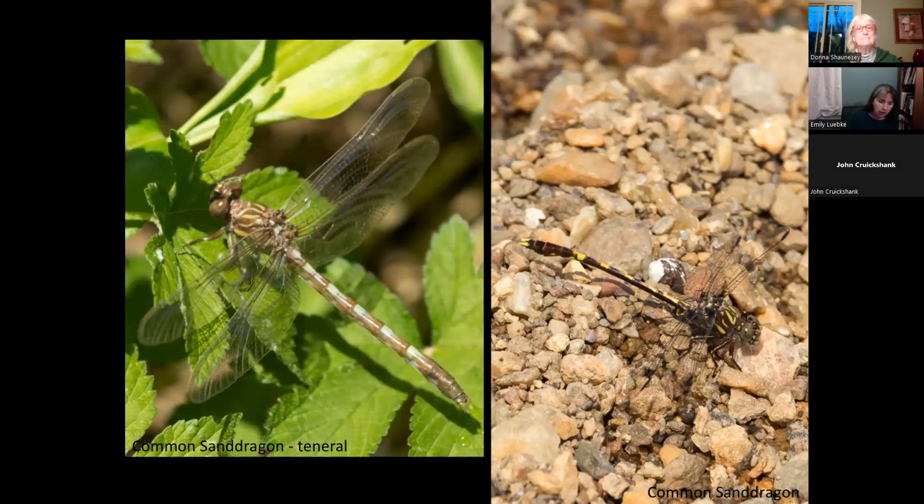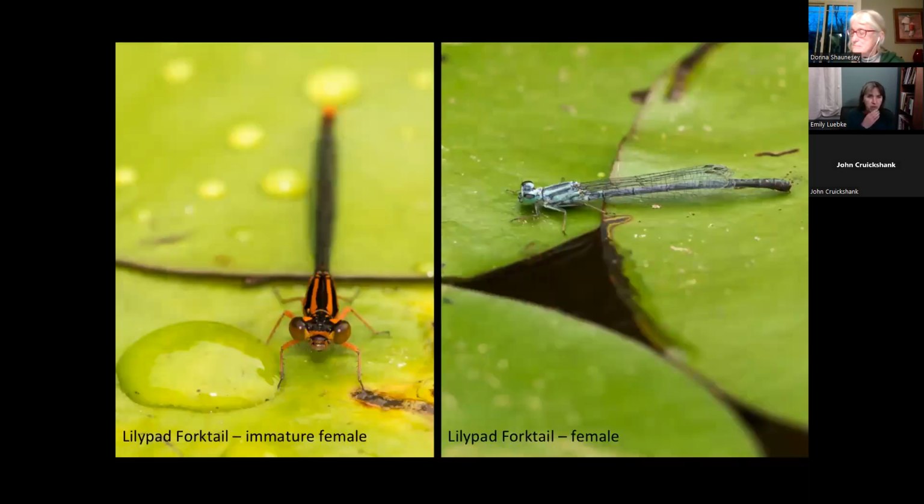Okay, so on the left, we have the common sand dragon teneral. You can see how pale it is. On the right, the common sand dragon with its adult full coloration. Sometimes, even after they're not teneral, there's an immature stage. So they're still not quite a mature adult.